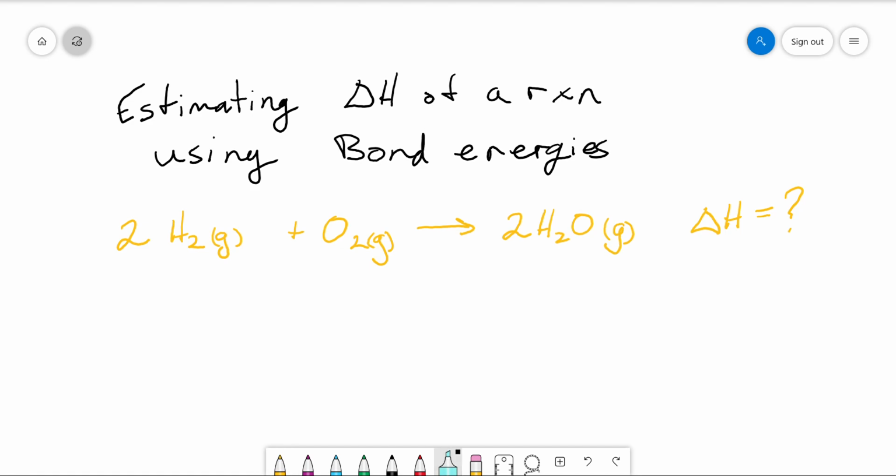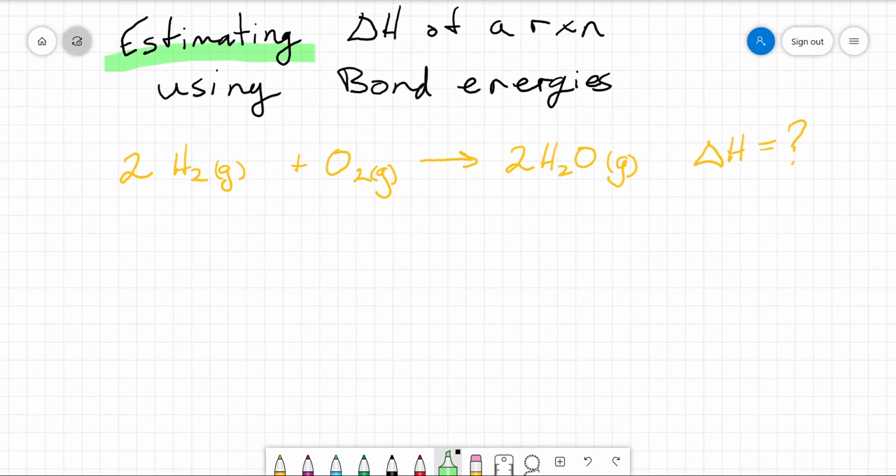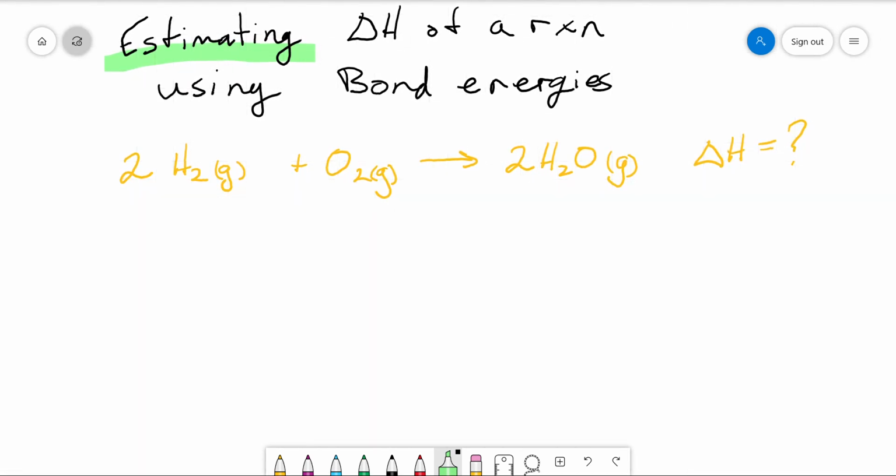And notice I said estimate. So we're going to estimate this. This will not give us an exact energy because, like we talked about in the last video, all these bond energies are averages. They're not specific to any given molecule. Okay, but in order to know what bond energies we need to use, we need to know what the bonds are.